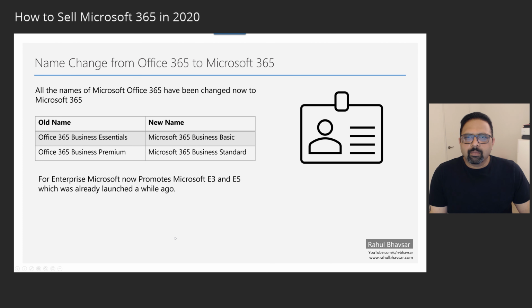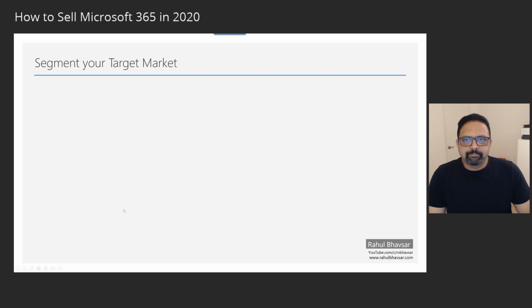The first thing I want to talk about is a quick name change of Office 365 to M365. They have changed everything to Microsoft 365 now, but the most commonly used Office 365 SKUs in the small to medium business were Essentials and Premium. Now they're called Business Basic and Microsoft 365 Business Standard. The enterprise SKUs are already there. Now the whole lineup looks very consistent, easy to communicate to the customer, and easy to position to the customer. So that's one mention I wanted to make to begin with.